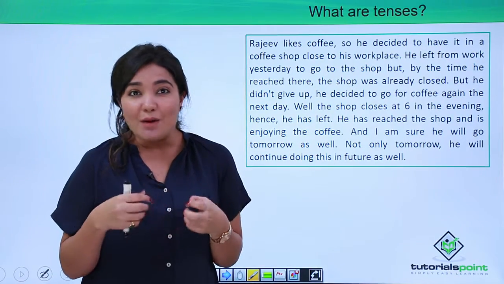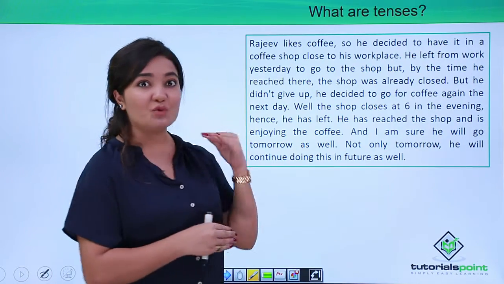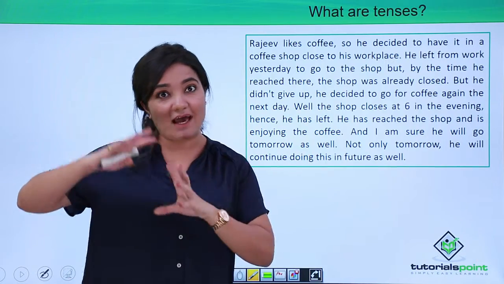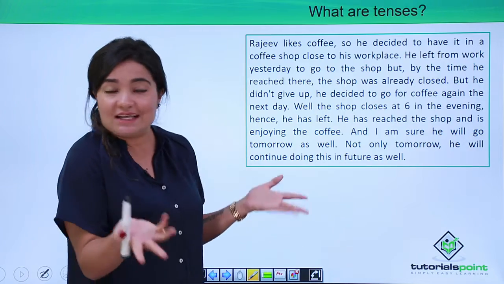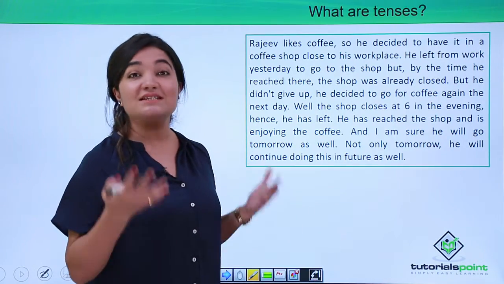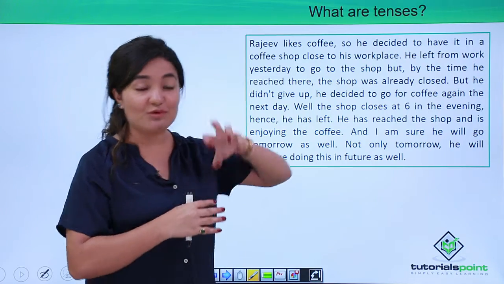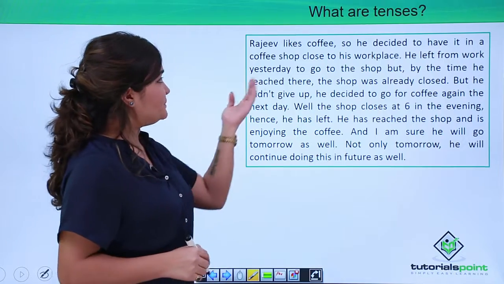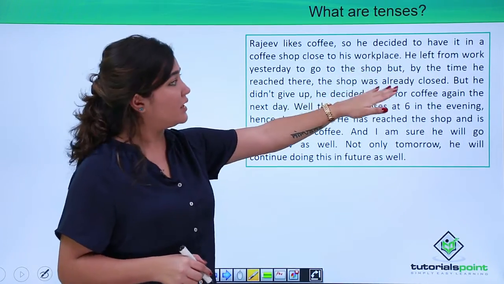So isn't it really amazing and adventurous and interesting to know how these verbs change from one frame of time to the other and to the third. So isn't it really interesting? This is what tenses are, nothing else. It's very easy. It's just an adventure of verbs from one time frame to the other time frame. That's it. Okay. So he left from work yesterday to go to the shop.